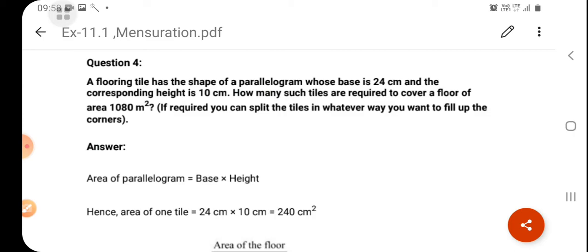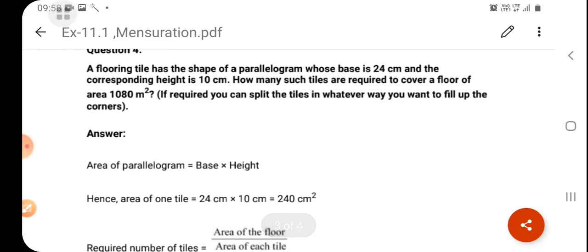So area of parallelogram is equal to base into height. What is the area of parallelogram? It is equal to the base into height, and we are given here base and height, so we'll use this formula to get the 240 cm square area of the one tile. Okay, so one tile is in the shape of parallelogram. So how many such tiles are covered with the area 1080 meter square?